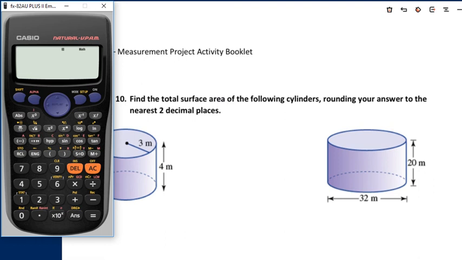Alright, so in these questions we've been asked to find the total surface area of the following cylinders, and we need to round our answer to the nearest two decimal places. So I'm just going to quickly highlight those key words.